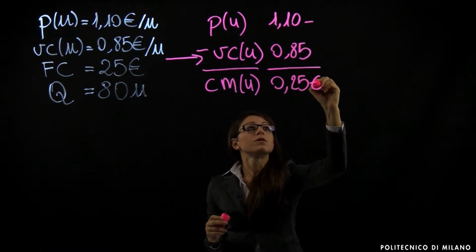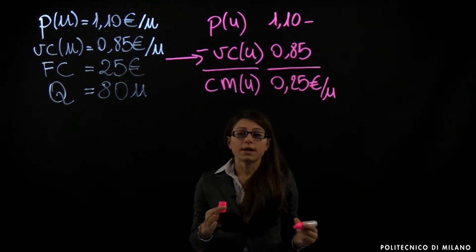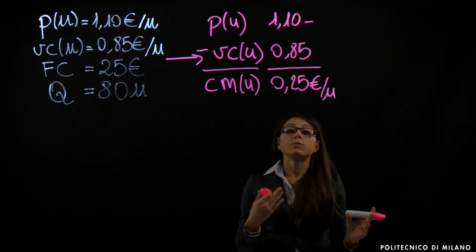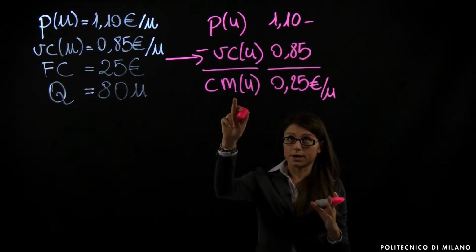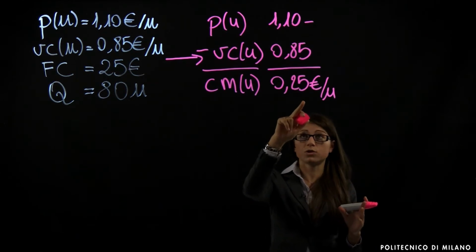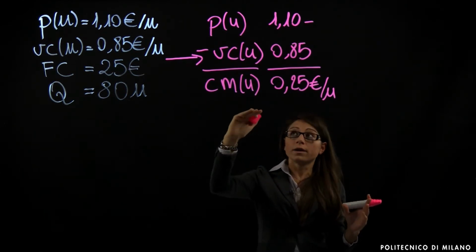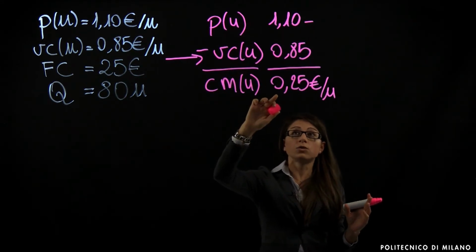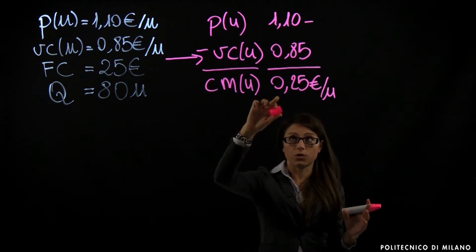0.25 euros per unit. This value means that every unit of our beer is able to realize a contribution margin of 0.25, which means that one unit is able to cover the variable cost, and moreover, one unit also contributes to cover the fixed cost.